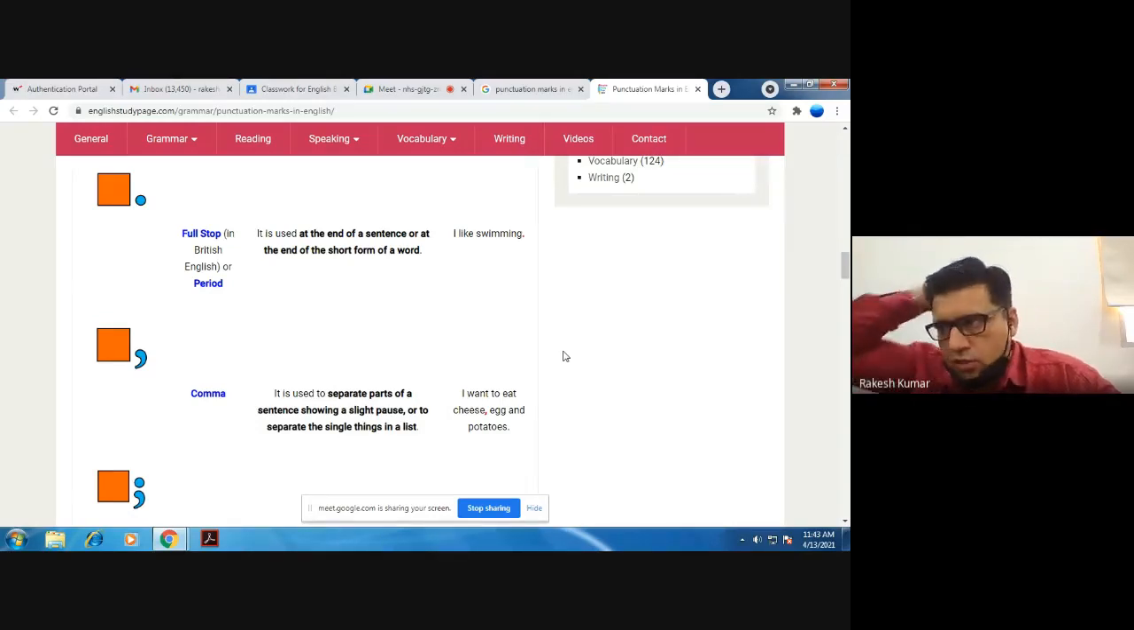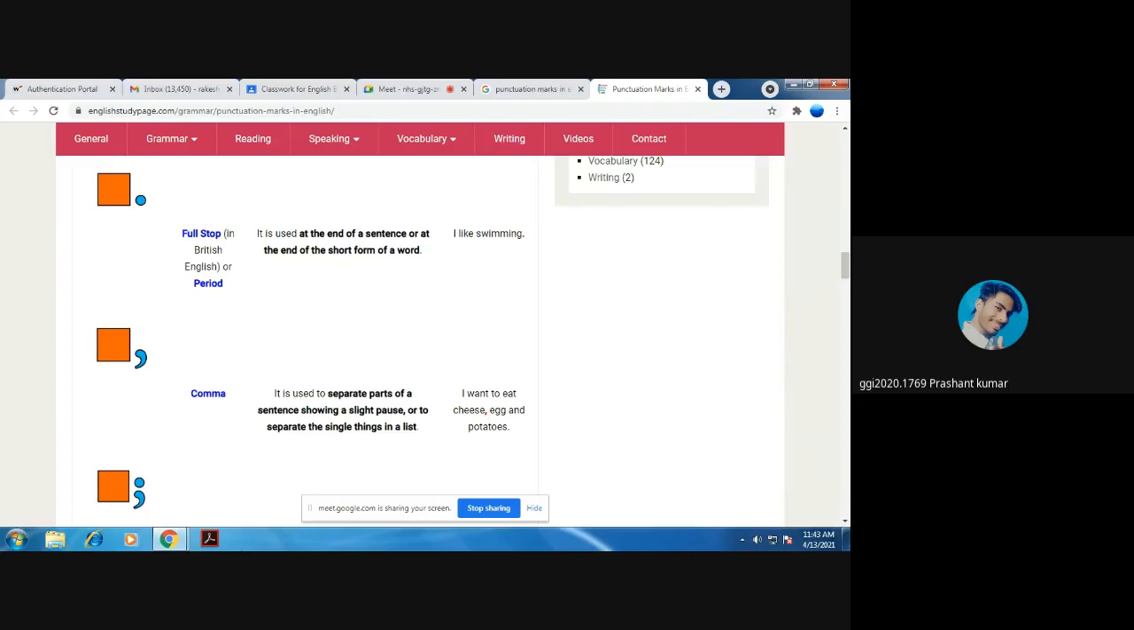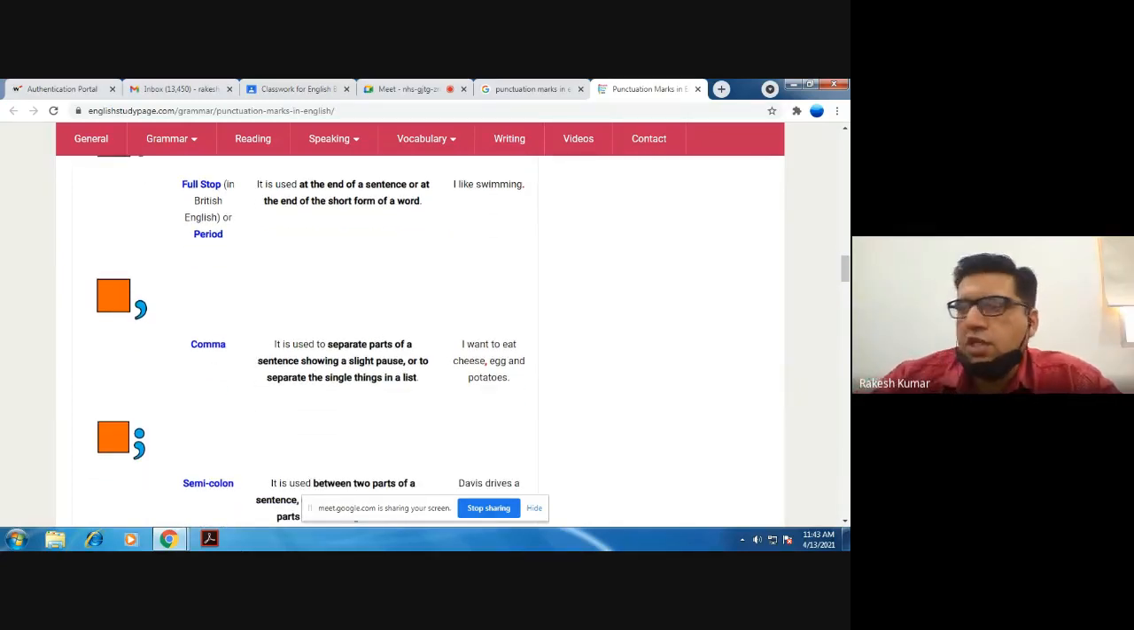Then the second one is called a comma. It is used to separate parts of a sentence, showing a slight pause, or to separate the single things in a list. We must have seen commas in sentences. What is their usage? First, it shows a slight pause. There is a sentence and you want to say something, but at that point you want to halt. What can you do there? You can apply a comma. That is how we use it. For example, I want to eat cheese, egg and potatoes.